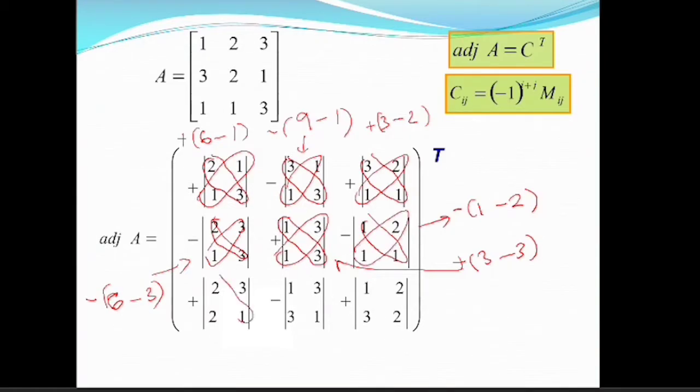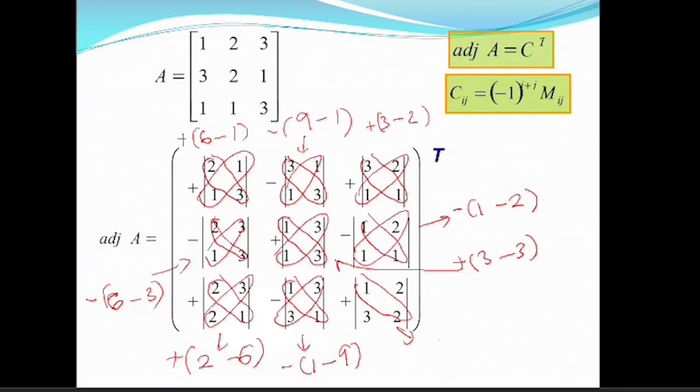Here, the determinant is 2 times 1, which is 2, minus 2 times 3, which is 6. Put it in a bracket with the positive sign. This determinant is just 1 times 1, which is 1, minus 3 times 3, which is 9. Put the sign in front. And here, it's just 1 times 2, you write 2 there, and then minus 3 times 2, which is 6. Write your sign in front.